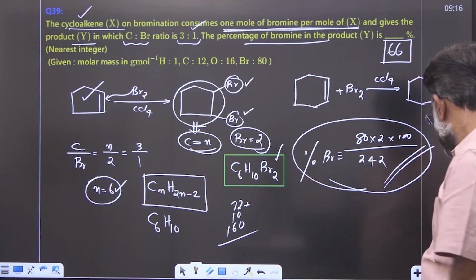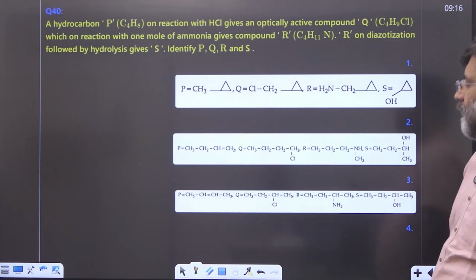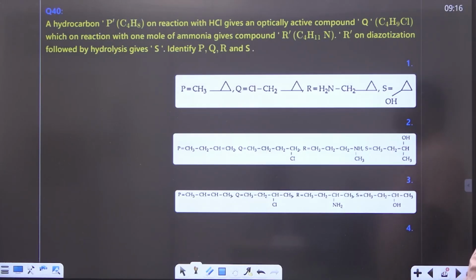Next question. The hydrocarbon P, C4H8 on reaction with HCl gives an optically active compound Q, C4H9Cl, which on reaction with 1 mole ammonia gives compound R. R on diazotization followed by hydrolysis gives X, PQRS.